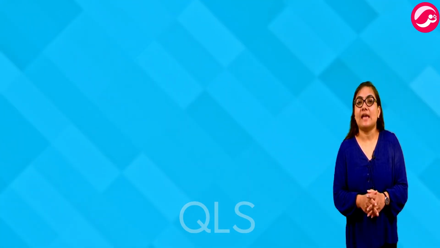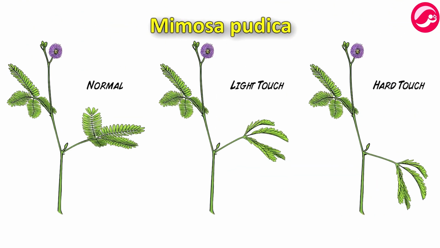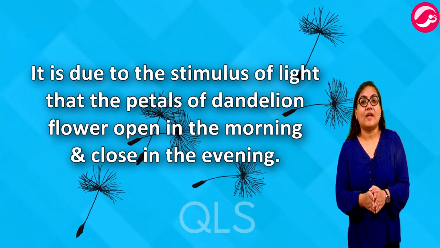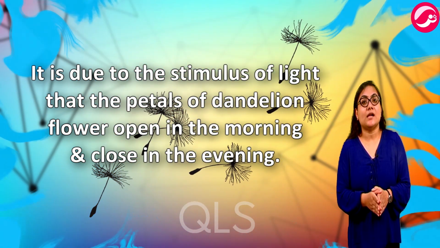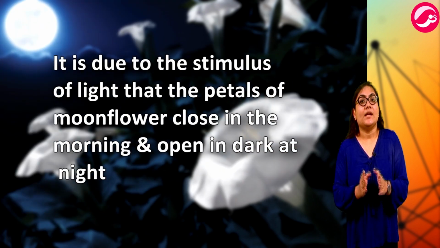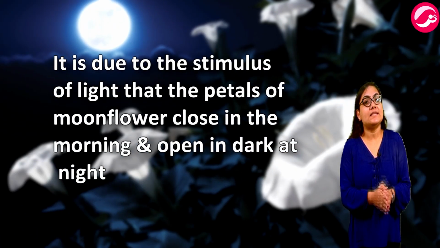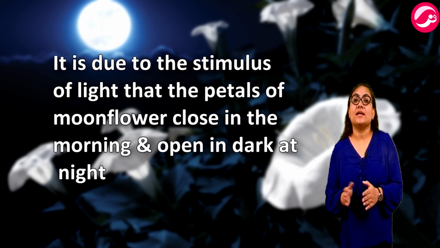Following are the different examples of nastic movements. When we touch the leaves of a sensitive plant like the Mimosa pudica, that is the touch-me-not plant, they fold. It is due to the stimulus of light that the petals of the dandelion flower open in the morning and close in the evening. Third example, it is due to the stimulus of light that the petals of the moonflower close in the morning and open in the night.